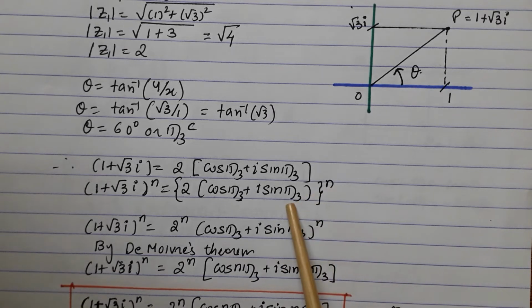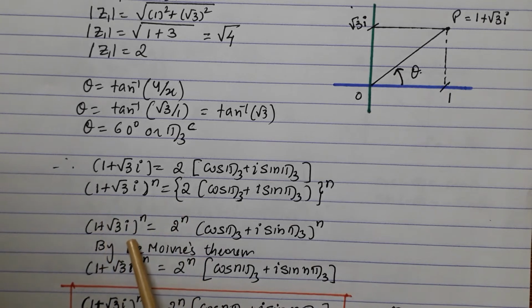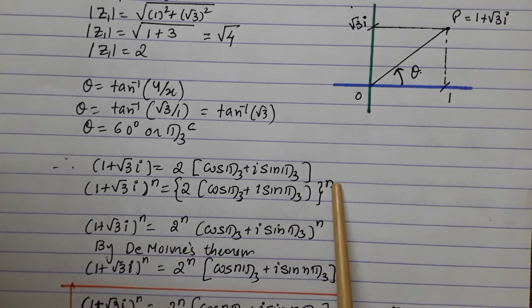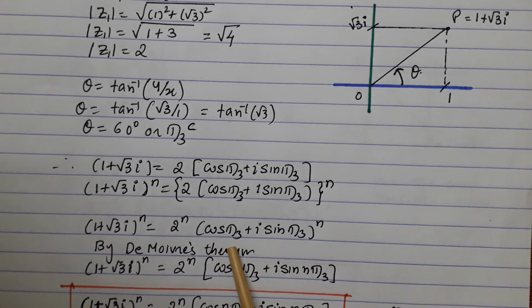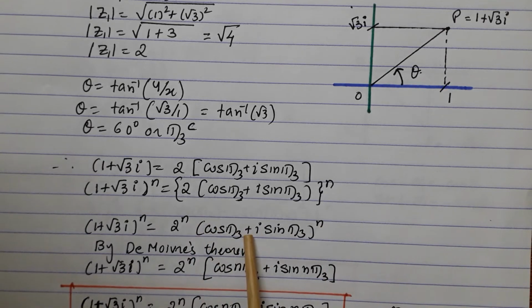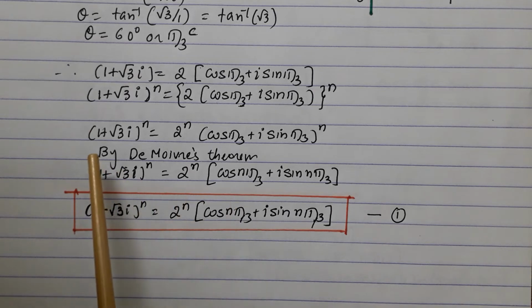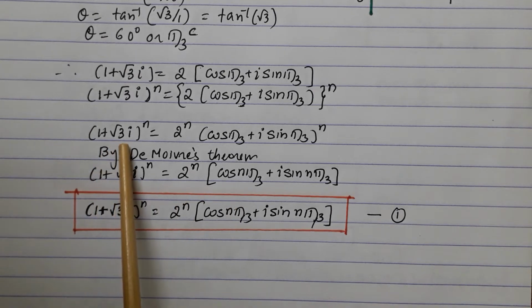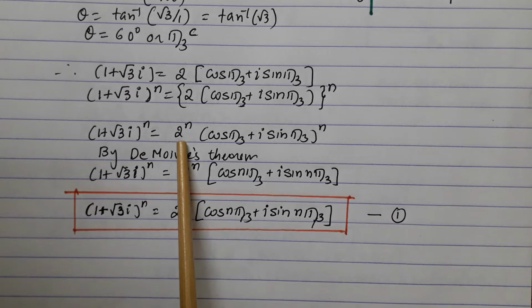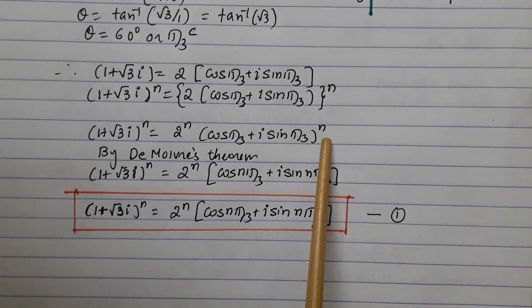Now after having done this, we'll have to use the law of indices. So (1 + √3i)^n is 2^n into (cos π/3 + i sin π/3)^n. This is as per the law of indices. Therefore, (1 + √3i)^n is 2^n into (cos π/3 + i sin π/3)^n.